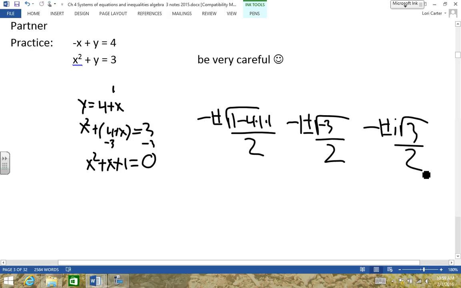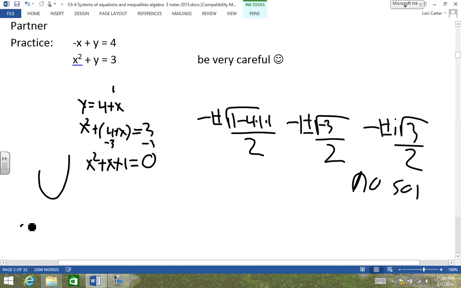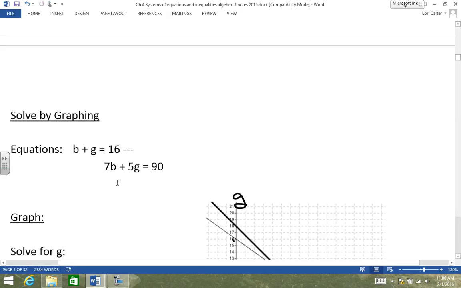Okay, so what kind of solution is that? Whoa, you are not done. If it's imaginary, does it cross? No. No solution, that's all you've got to write, and then you're done. So you know this is a positive x squared, you know it's going this way, and you know your line's going this way. So somehow this thing is not crossing, right? All good?